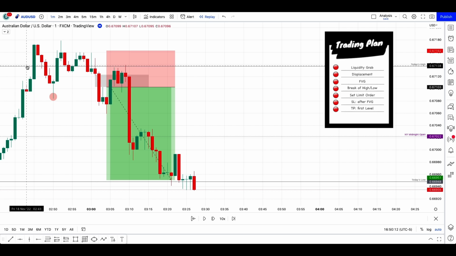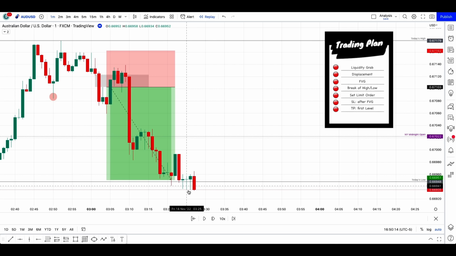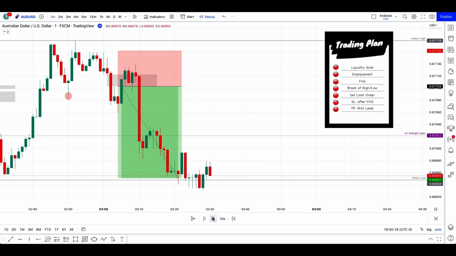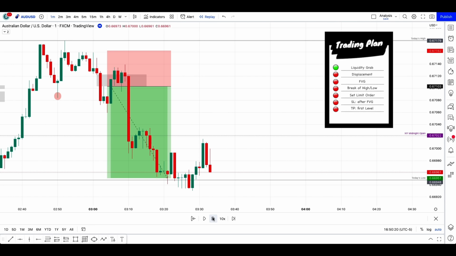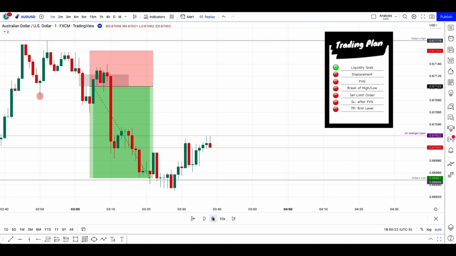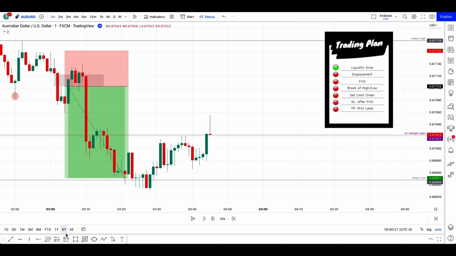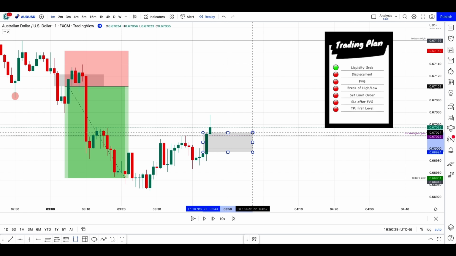Then let me update. So this is the new high, and today's low is still the same. So let's check if we have a reaction from this point. Nice reaction, however, no fair value gaps. I need a fair value gap to take a trade. Alright, so we have the fair value gap, we have the displacement, and we have the break of this high, right?